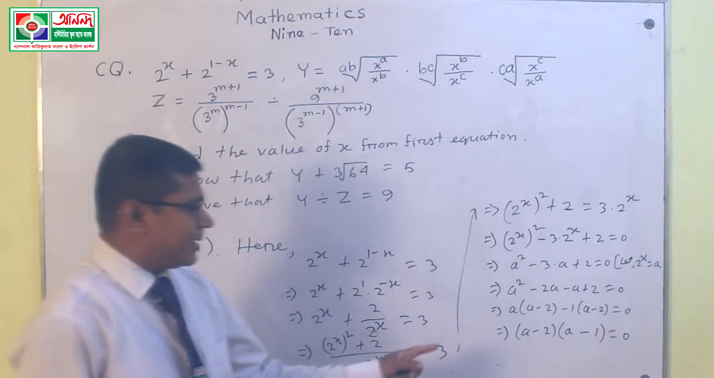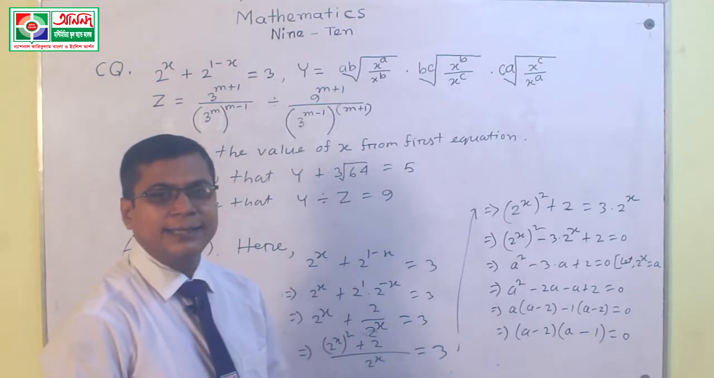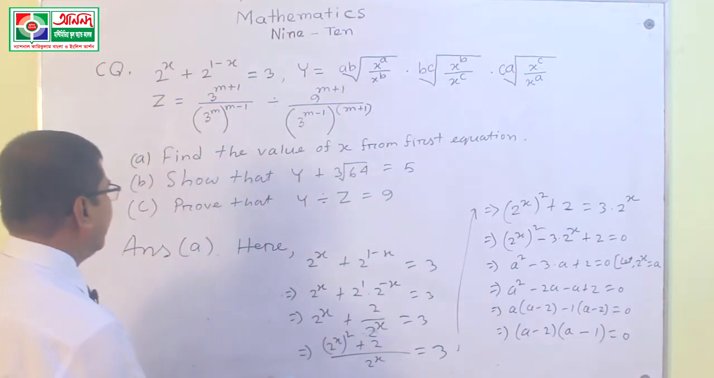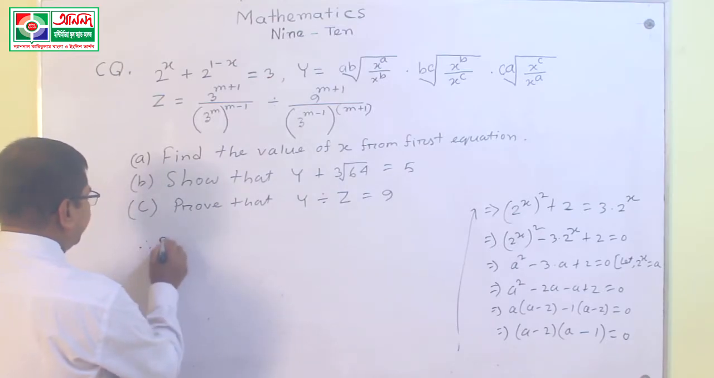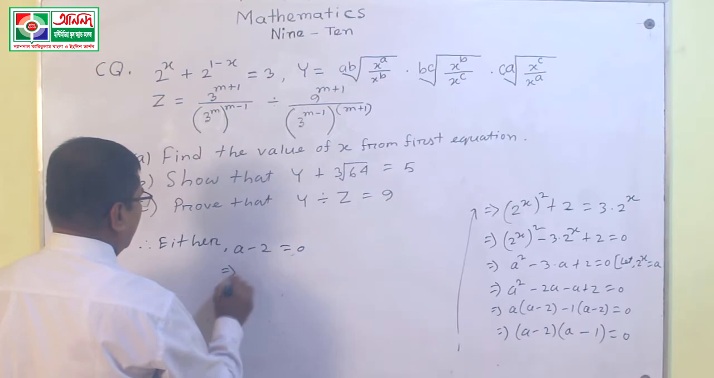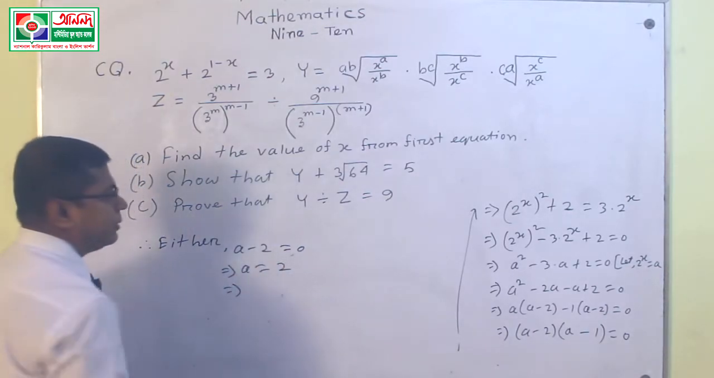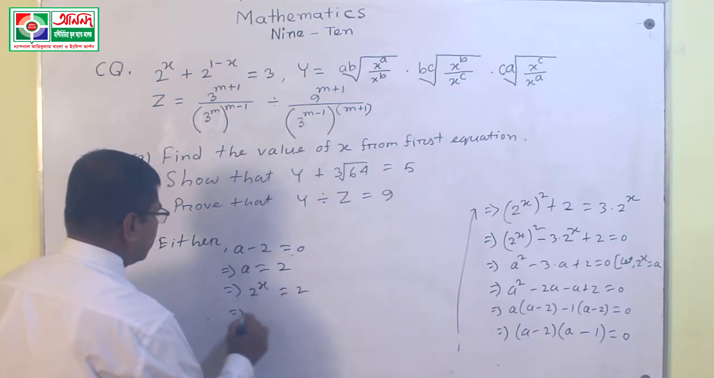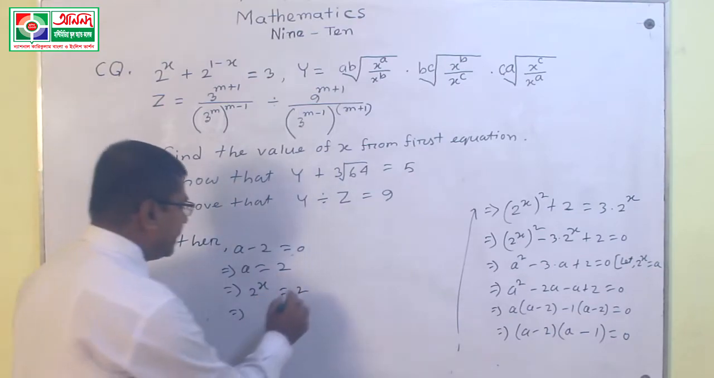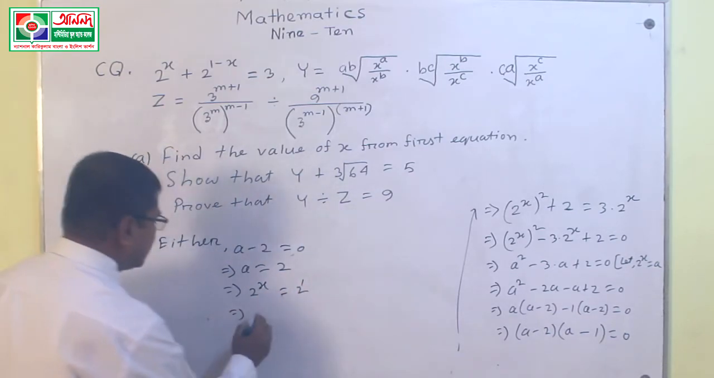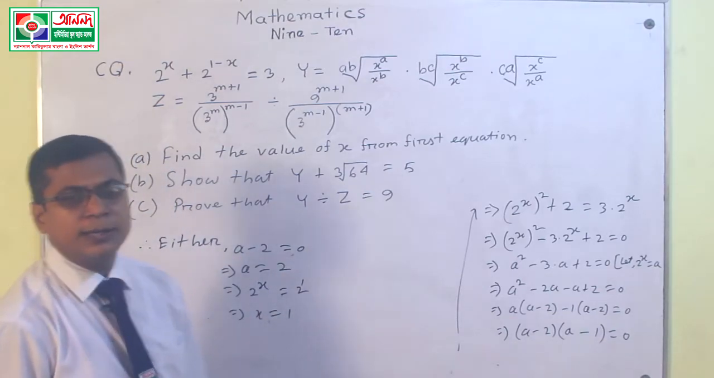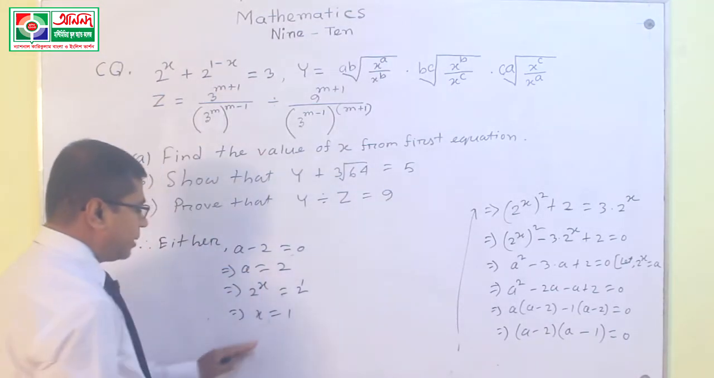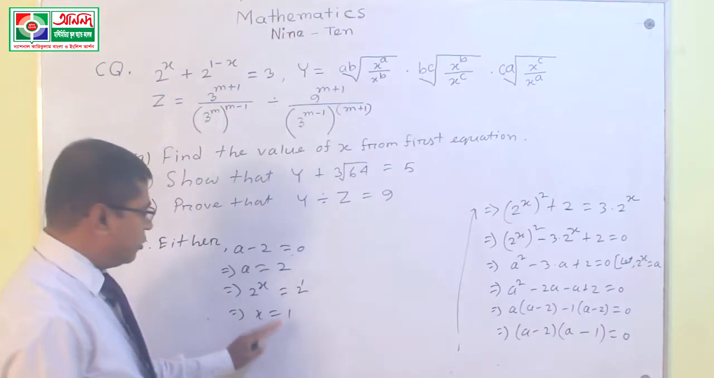Dear students, now we can write either a minus 2 is equal to 0 or a minus 1 equal to 0. So therefore either a minus 2 equal to 0, or we can put the value of a. Now we can write 2 to the power x equal to 2, here power is 1, so we can write x equal to 1, because in any equation if the bases are same we can write the powers are same. So we have already found the value of x equal to 1.